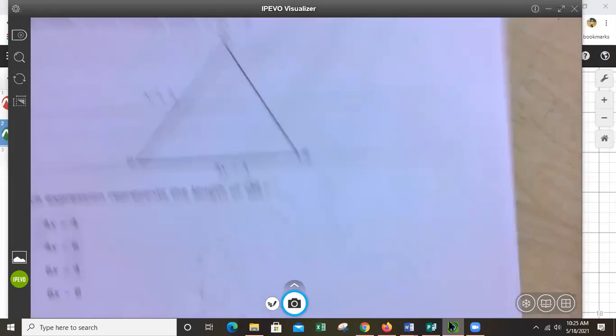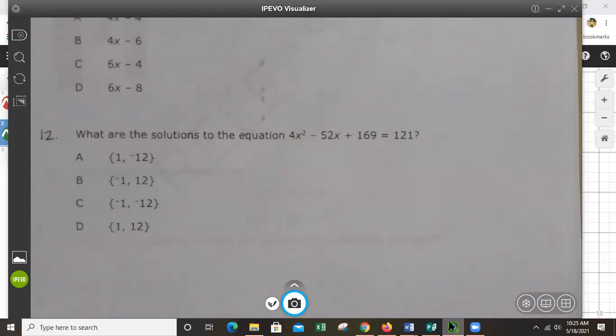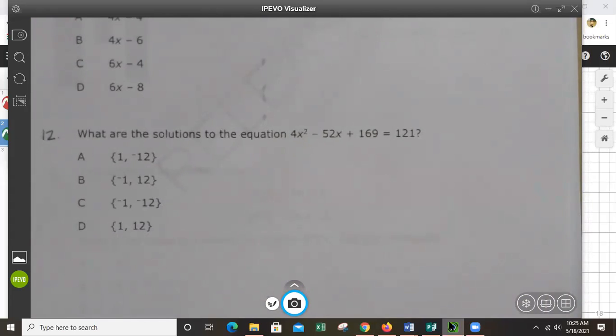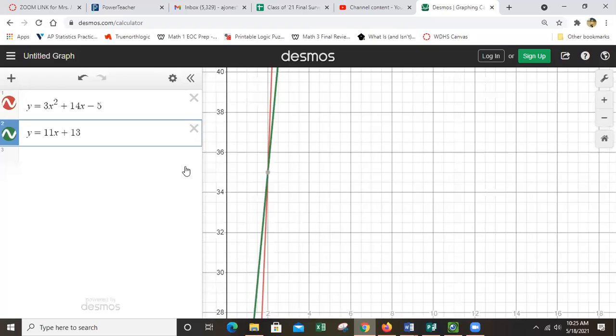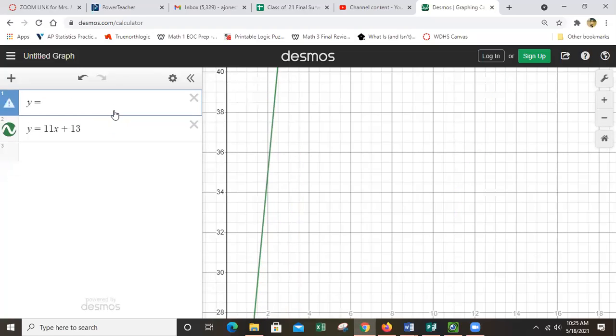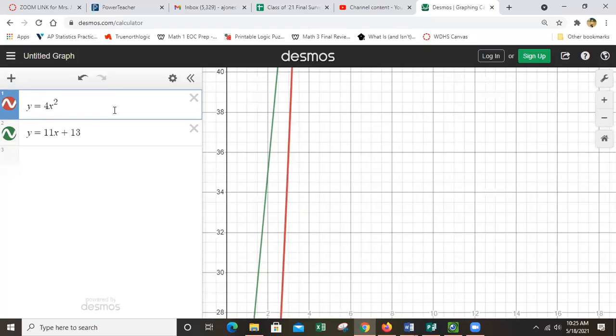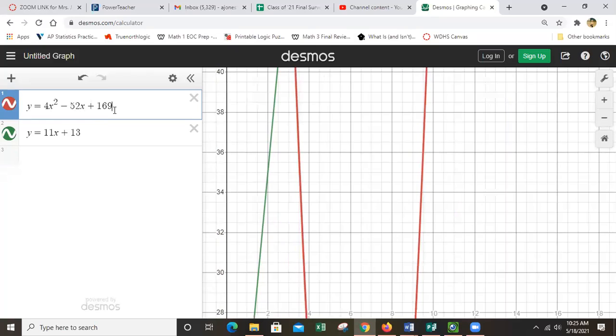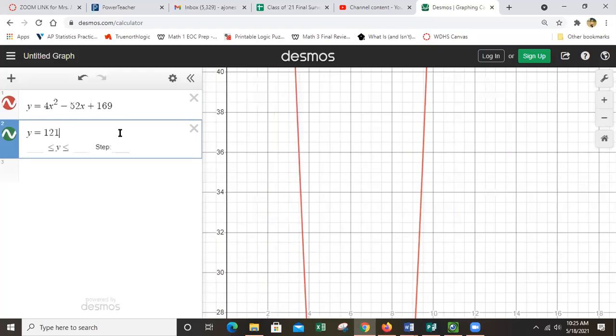All right, let me keep looking. Look at this one. Remember I told you anytime you have equal marks, right? Use Desmos. Use Desmos. So we're going to go back to our Desmos. And I'm going to just keep it y equals because it makes it a little bit easier to look at. The first one is 4x squared minus 52x plus 169, and this is number 12. And the other one is 121.